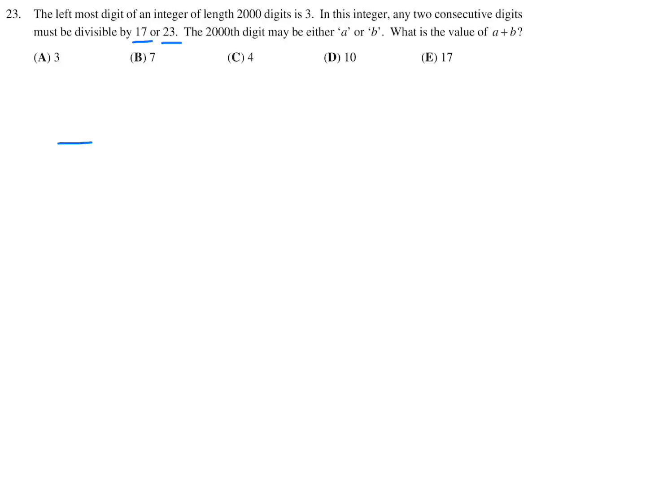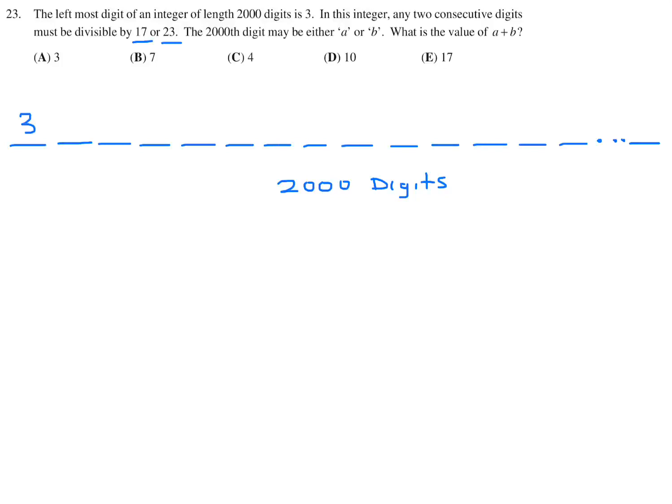All right, so we've got this big, long digit. I mean, it is long, 2,000 digits. All the way to the last digit. And they've told you that the very first, or leftmost digit, is a 3. And there's 2,000 of these digits. And the last is either an A or a B. So we have to figure out what is A, what is B, and then in the end we have to figure out A plus B.